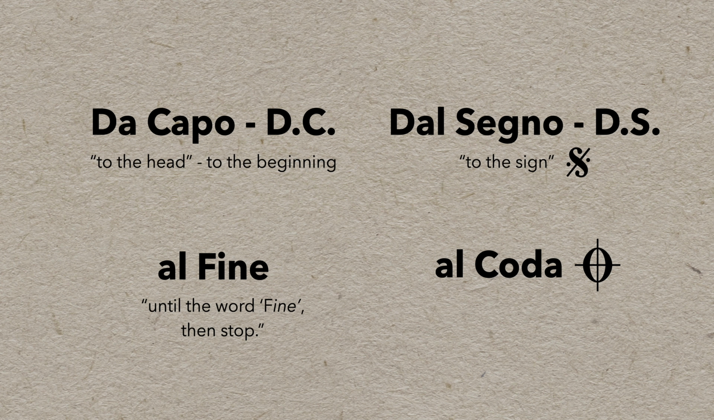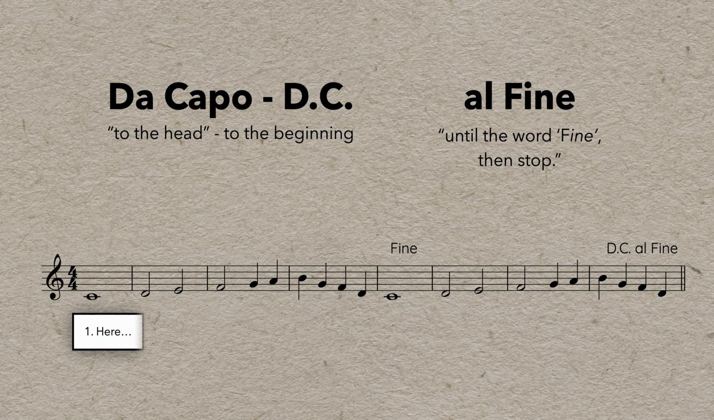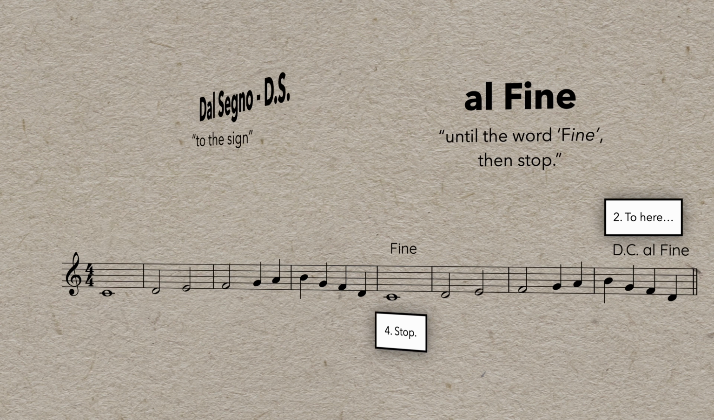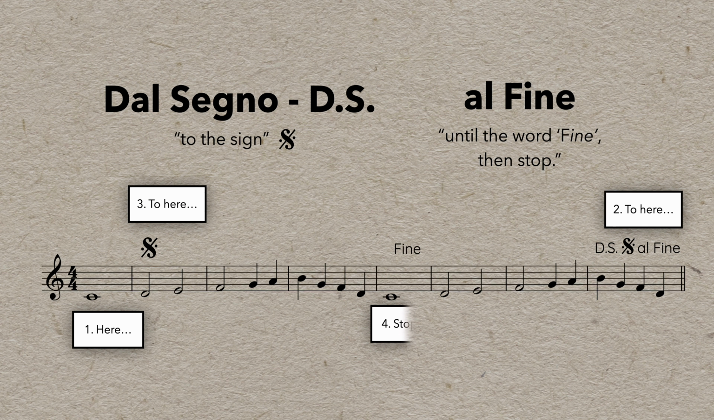The piece is over. So da capo al fine means you play the piece until you see the da capo, then go back to the beginning of the piece, and play until you see the fine. Then stop. And Dal Segno al fine means play the piece until you see the DS, then jump back to the sign, and play until you see the fine. Then stop.